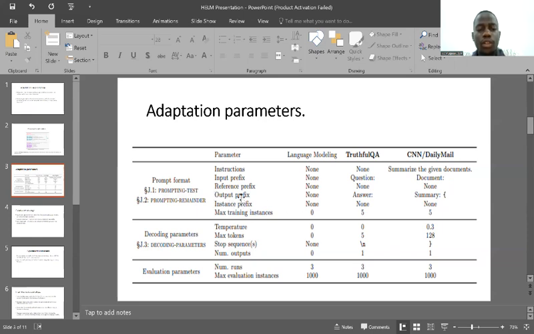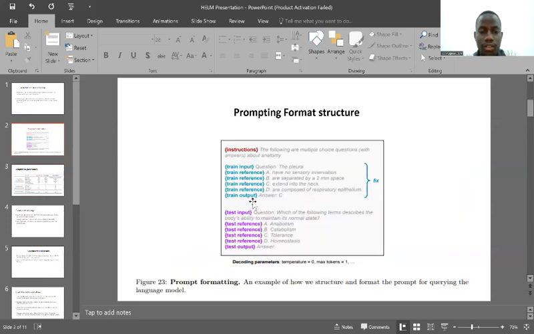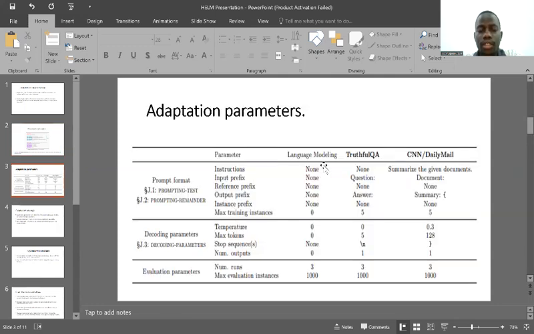Then we have the output prefix. The output prefix here, in relation to our structure, represents the train output, which is the answer C. When we go back, in the language modeling scenario it has none. Truthful question answering has answer as its output prefix, because we put in a question, so we need an answer for that question.